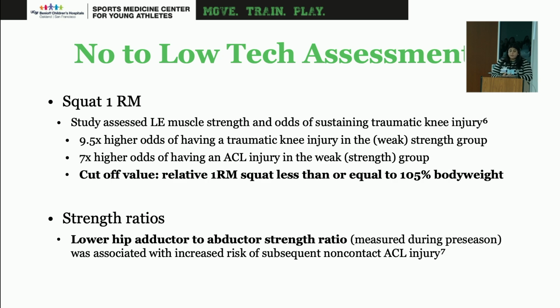Their study concluded that the weak strength group, or decreased strength group, had 9.5 times higher odds of having a traumatic knee injury, as well as 7 times higher odds of having an ACL injury. What they're basing their cutoff value on is if your 1RM squat is less than or equal to 105% of your body weight, you're categorized into the decreased strength group. But if you're above that, then you're in, I guess, the other group.